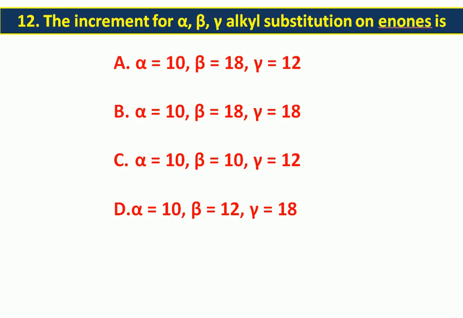It is the increment for alpha, beta, gamma alkyl substituent on enone. So it is very simple one. Alpha adds 10 nanometer, beta adds 12 nanometer, and gamma or gamma onwards add 18 nanometer. So 10, 12, 18. So the option D is correct one. Alpha 10, beta 12 and gamma 18. So this was very important question.